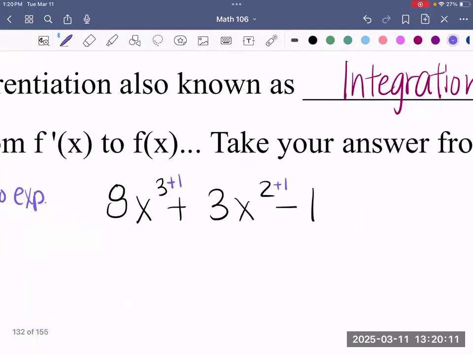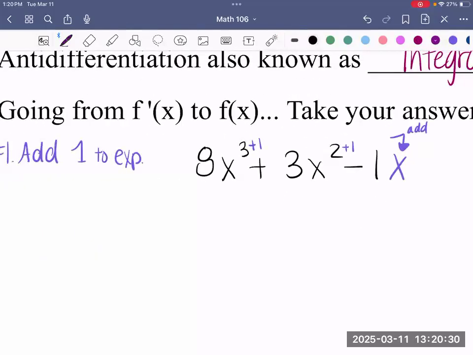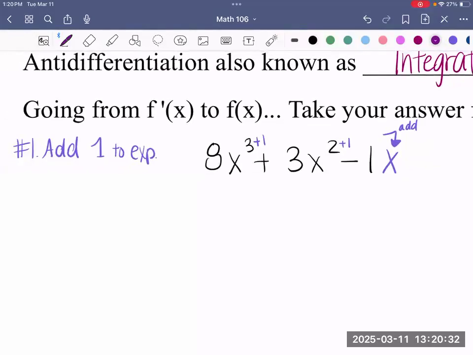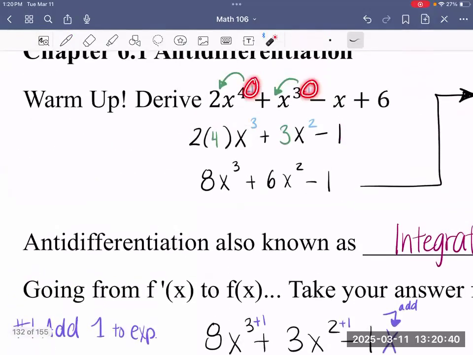And then for your term that doesn't have an x value, this is now looking to be your constant, we're going to add just an x. So that is your first step. Step number 2 is to, instead of multiplying, so we took care of this step.